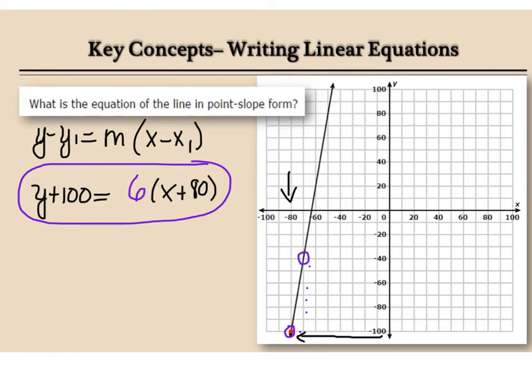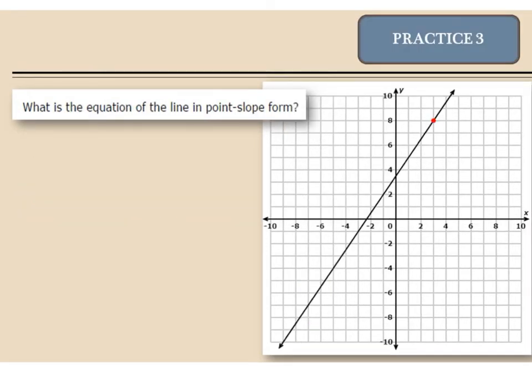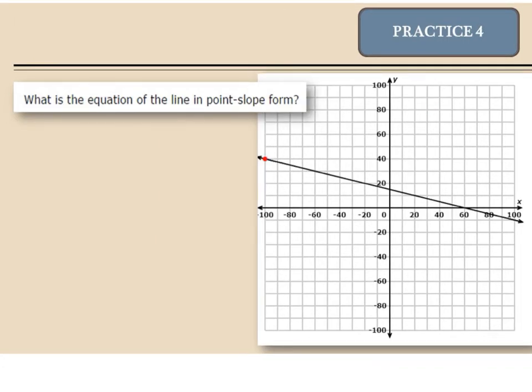Okay, you give it a try. What is the equation of this line in point-slope form? Practice 4. What is the equation of this line in point-slope form?